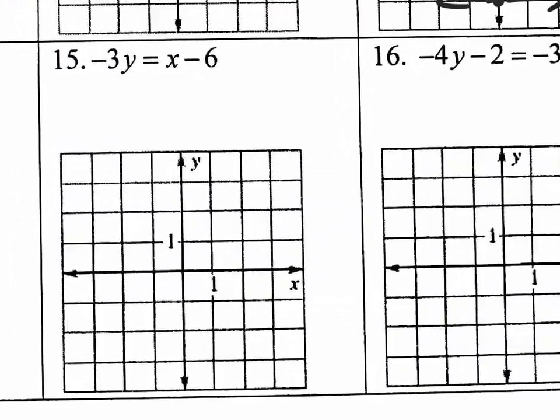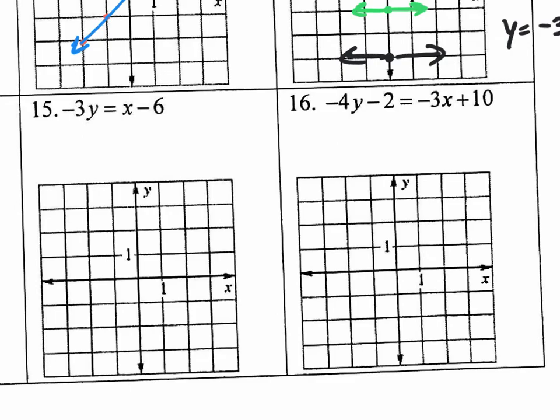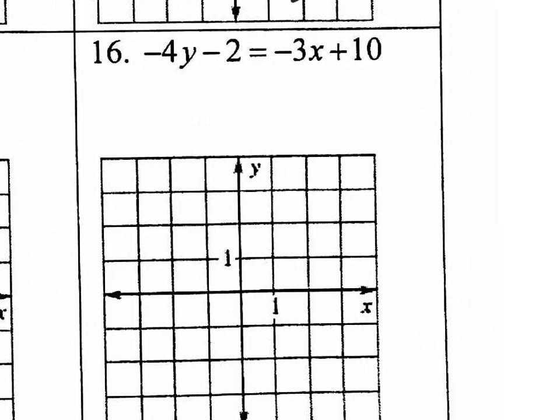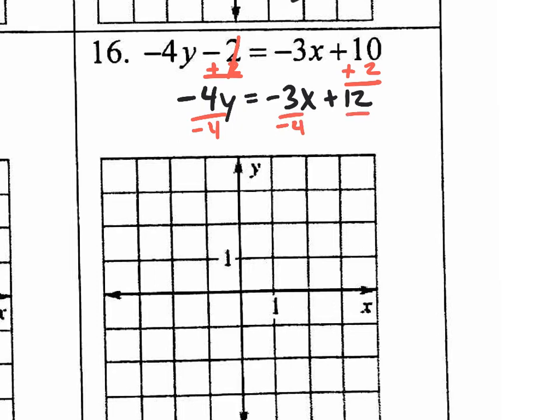And the hardest type of questions that there is are like 15 and 16, because you have to do many steps to get it in y equals mx plus b form. So let's do number 16. What's the first thing I should do? Add 2. That's right. Get rid of that -2 by adding 2 and adding 2. Let's rewrite what we have. We have -4y equals -3x plus 12. And my final step will be to divide by -4, divide by -4, divide by -4.